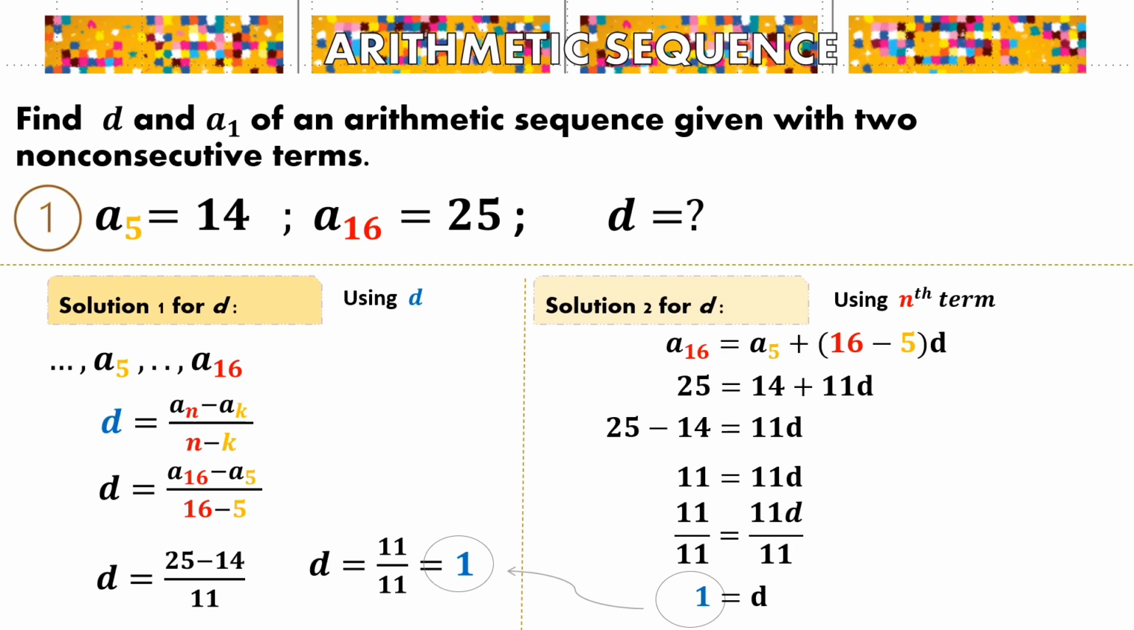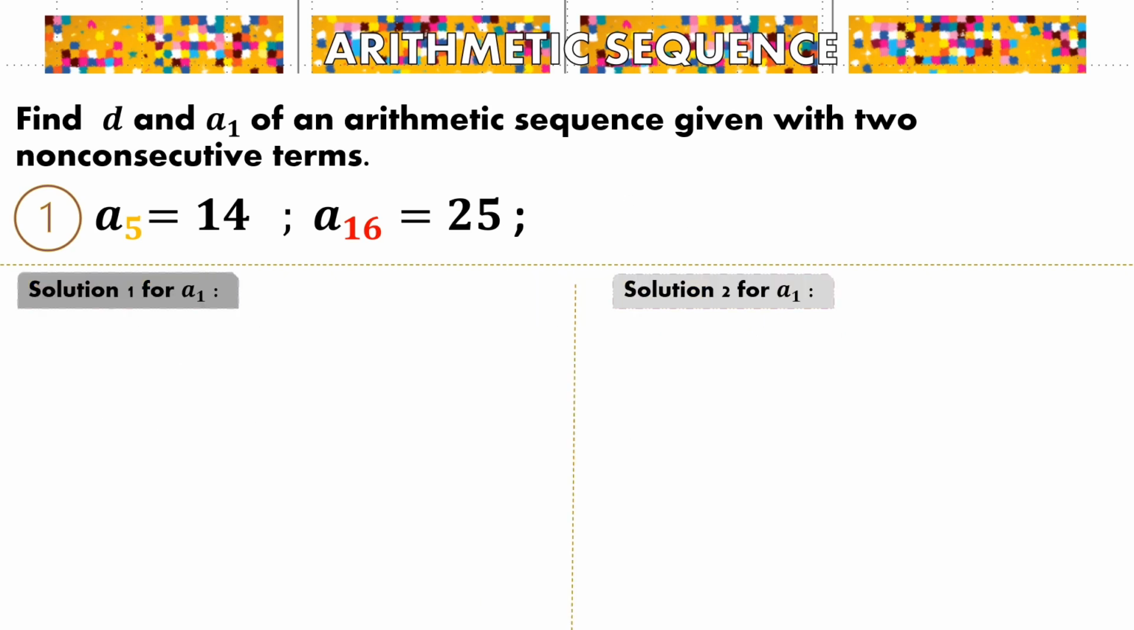Alright. Next, since we've found the value of d, we can now proceed in finding the first term. Again, I'm going to show you two methods or two solutions in finding the first term. We know already that d is equal to 1 from the previous solution in finding d. So let's start finding the first term using a sub 5.